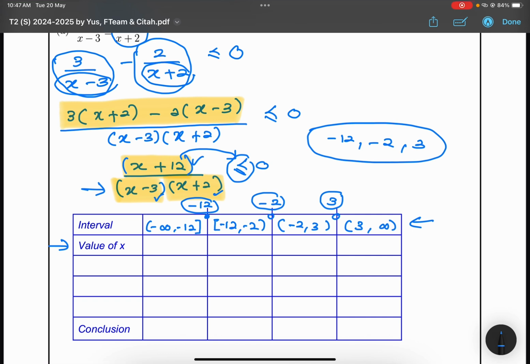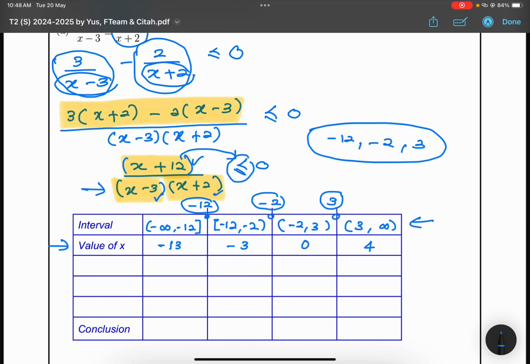So, for example, the first value of x is for the interval negative 12 to negative infinity. You choose the smaller one. No need to take far values like negative 100 or anything. Just take the one nearest to negative 12. Okay, the same thing for the next interval. Let's say madam chooses negative 3 here, here is 0 and here is 4.